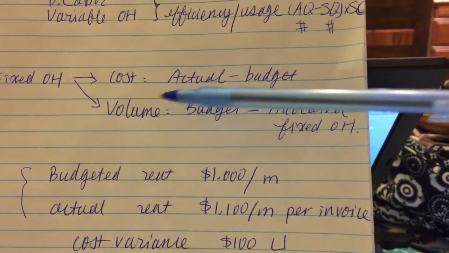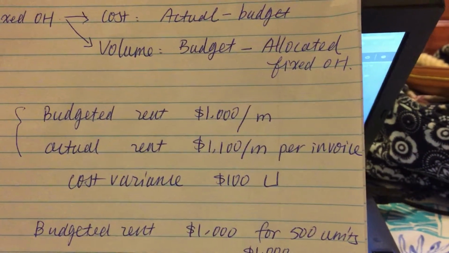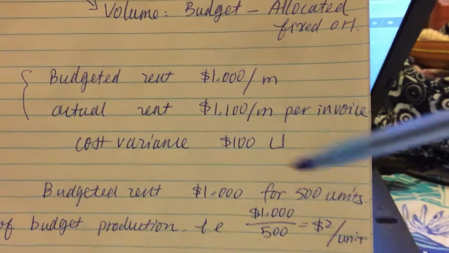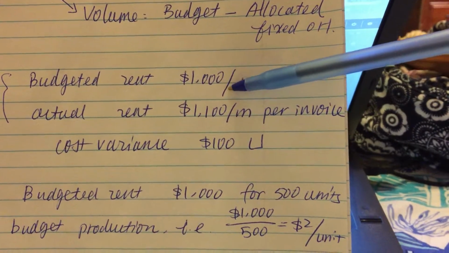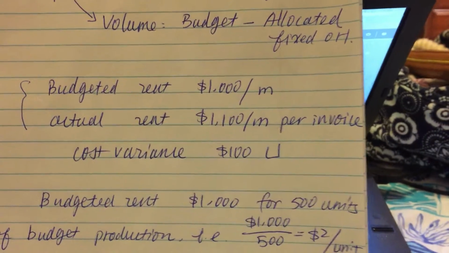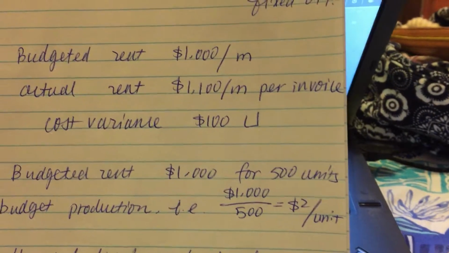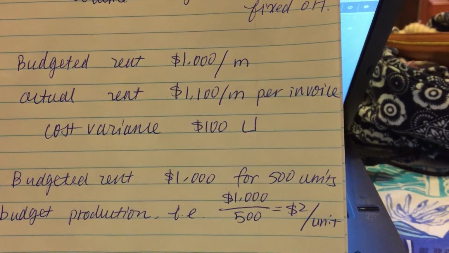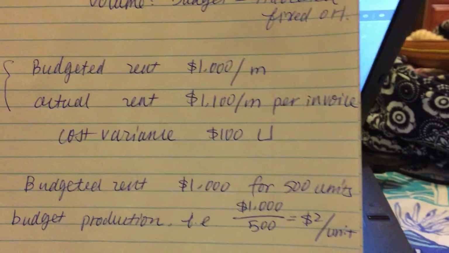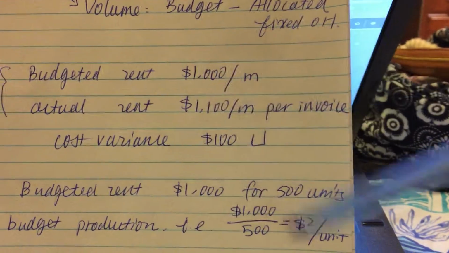Now, the cost variance equals actual minus budget. So for example, if the factory has only one kind of fixed overhead, just for the sake of understanding the concept, the budgeted rent is $1,000 per month, and in reality, by the time we get the invoice from the landlord, it is $1,100 because they decided to raise the rent later in the year after we finished the budget. So we didn't know they were going to increase the rent. We didn't budget the extra $100.